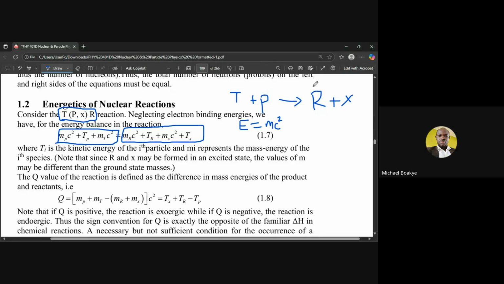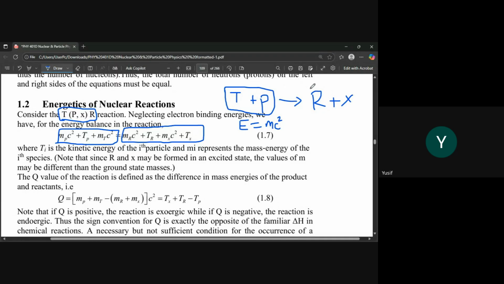Yes, please. And always the left hand side is the one that is used as a reference, because that's where the parent nucleus, or the parent atom, is. So always this is the reference. We use this to compare this, we don't use this to compare this. At the end of the day, whatever you get over here, you use that one to compare this.